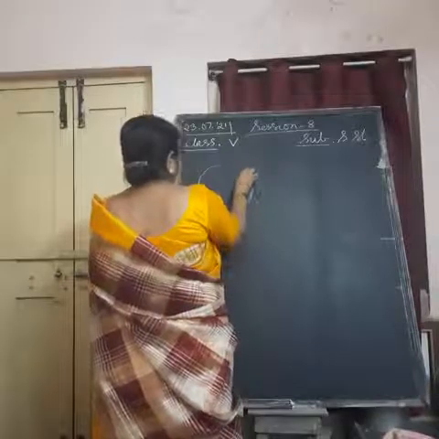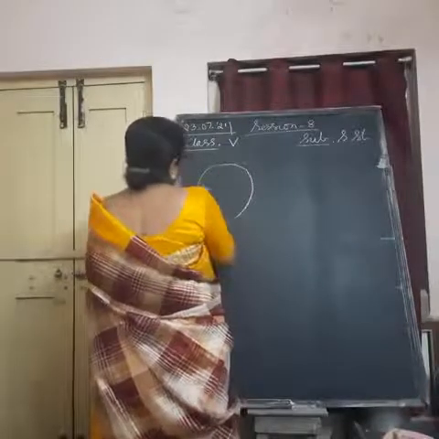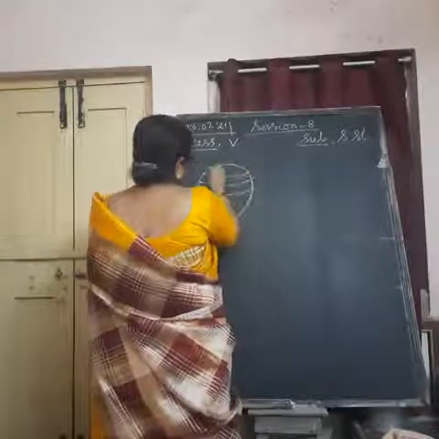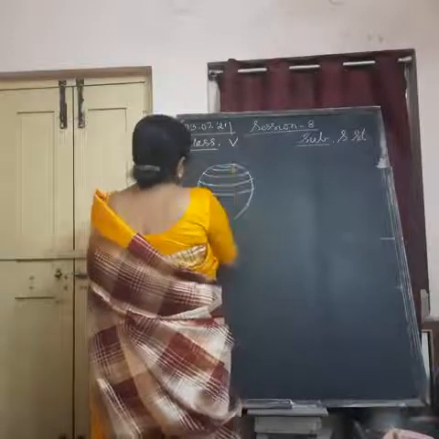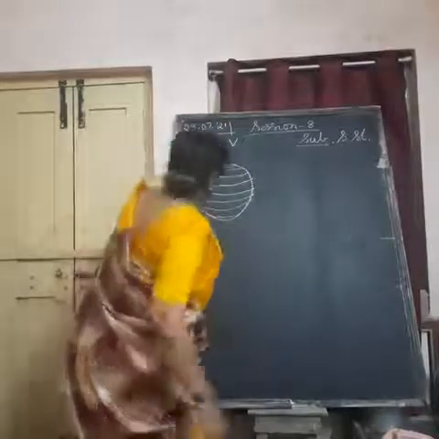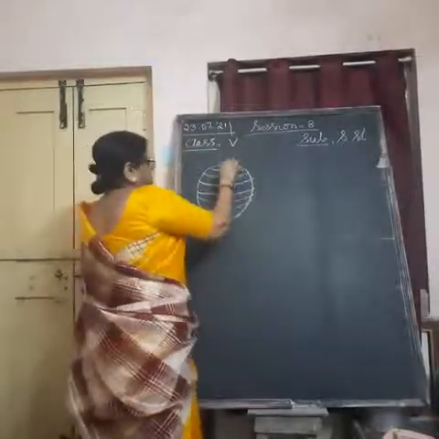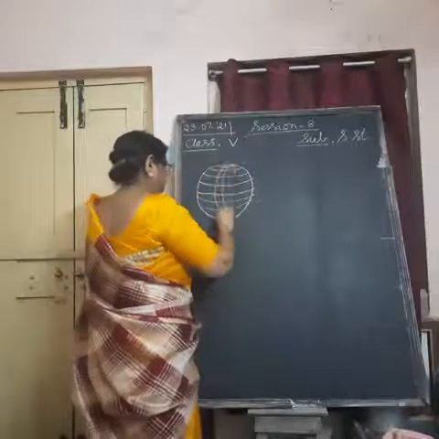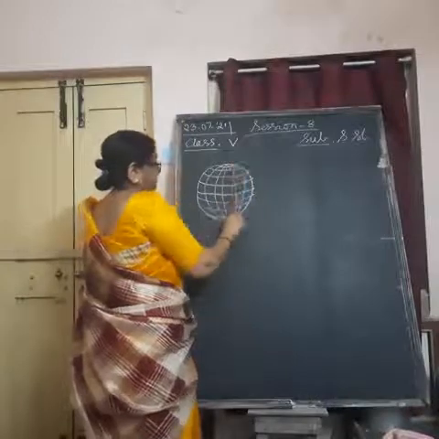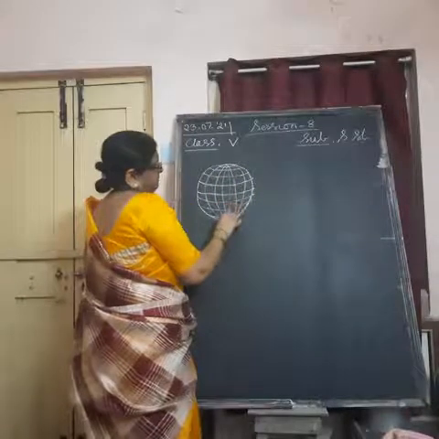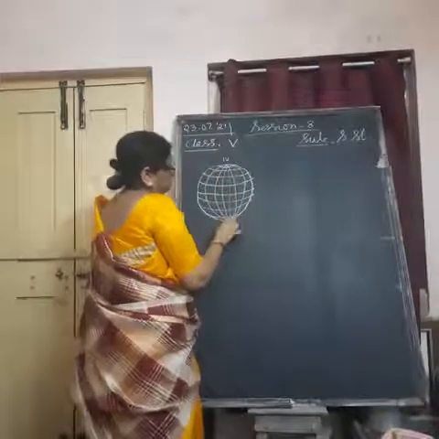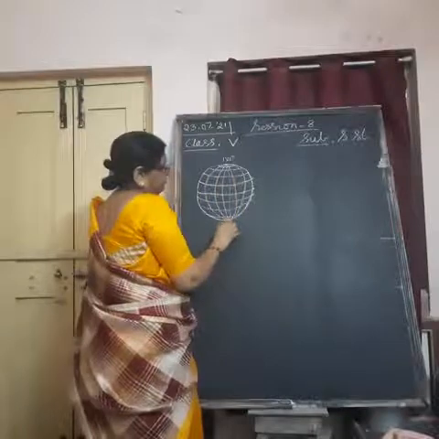If I show you, I am talking about the grid. What is a grid? A grid is a network of latitudes and longitudes on the globe. These are latitudes, horizontal parallel lines. These are longitudes. In this way. So, this is the North Pole and this is the South Pole.